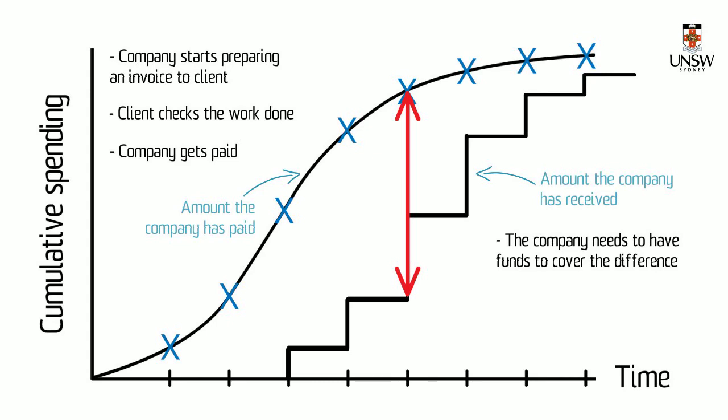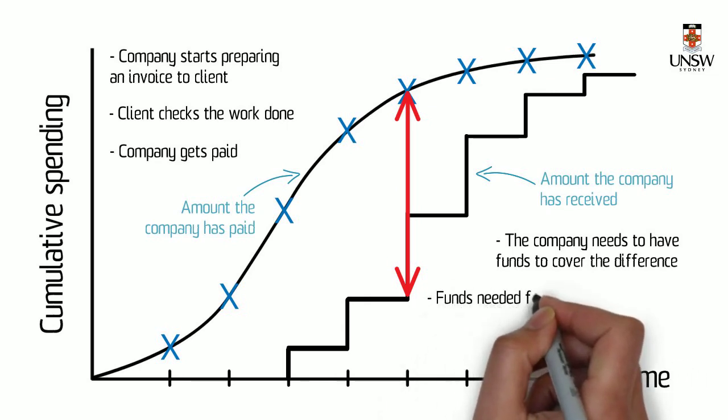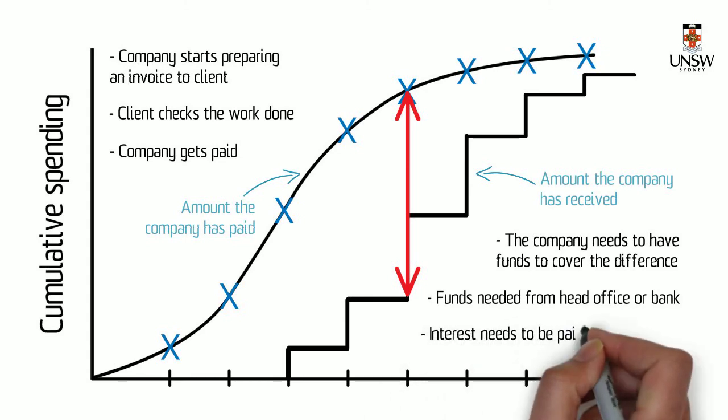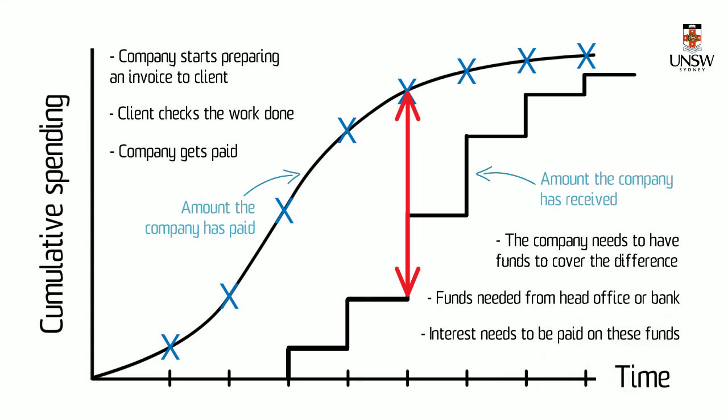So they have two issues. The first issue is, where does the money come from? At some stage, the contractor requires enough money to cover the largest gap between the two lines. You need head office to have the money, or to have a line of credit with a bank to get the money. Secondly, the project will have to pay interest on the money.